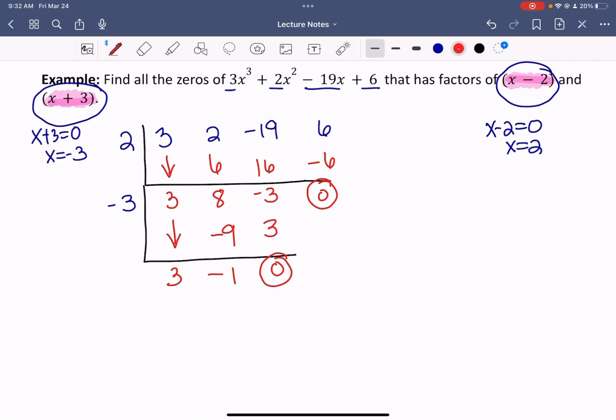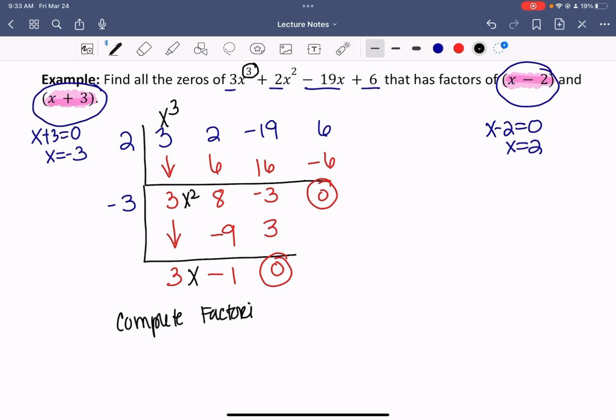What's really nice about this process is we started out as a third degree, so this was our x cubed. We landed at a quadratic, and we could have stopped there and factored our quadratic, but they gave me that other factor that works, so I'm going to work with it. That means I'm left with a linear factor down here. So this worked out really nicely just using what they gave me and my synthetic division.